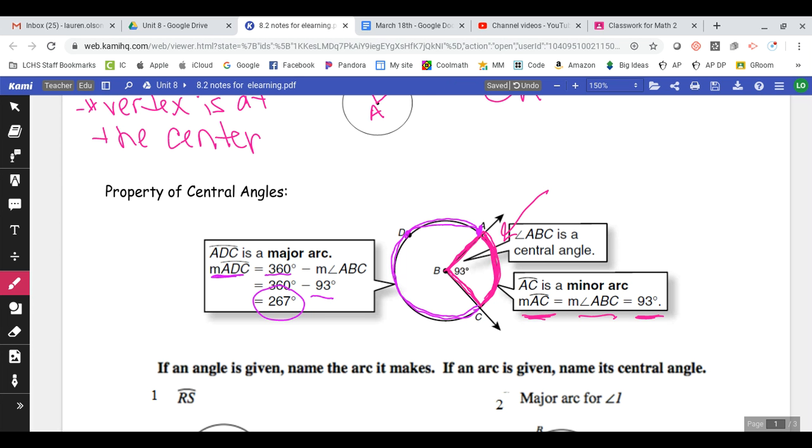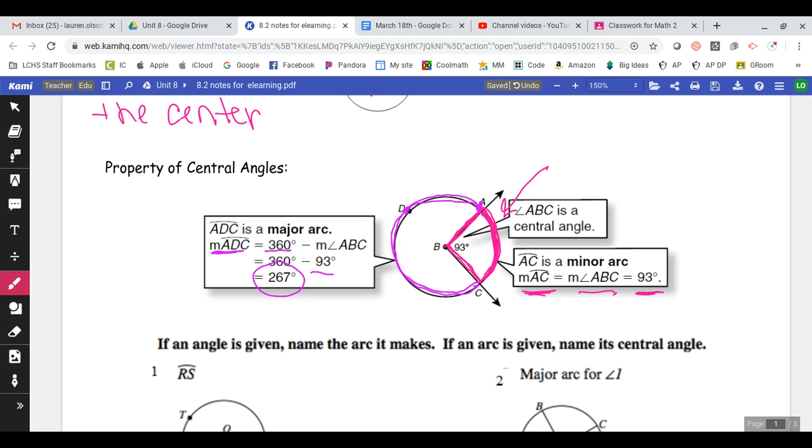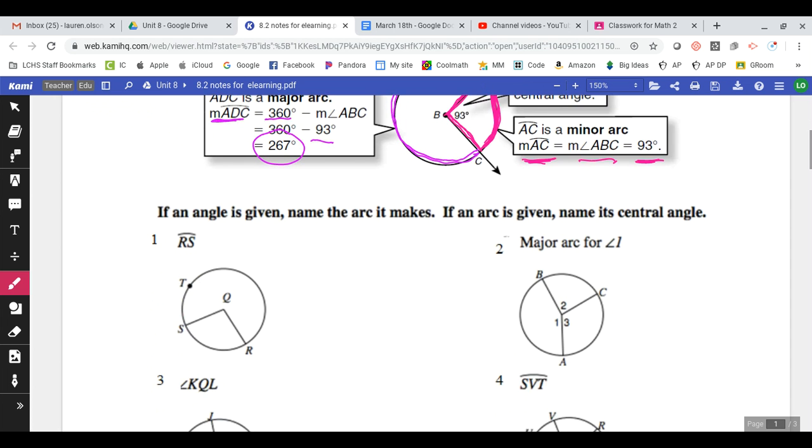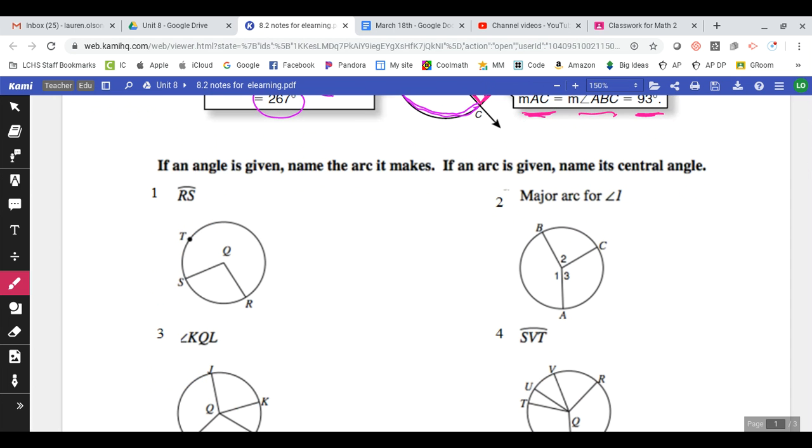Okay, so there's 2 things we want to keep in mind. The measure of a central angle is equal to the arc that it creates. Also, I can use the fact that circles add up to 360 degrees to help me find other missing pieces. And it didn't say it here, but we can also remember that a half of a circle is 180 degrees, and that can help us also. So we're going to go through here and do some practice.